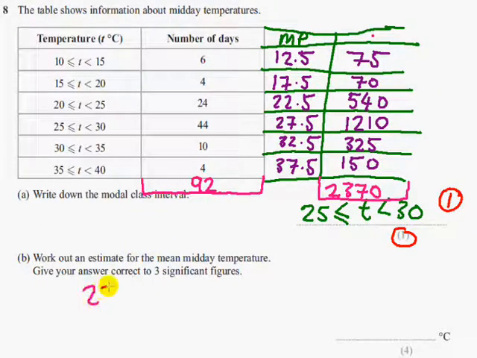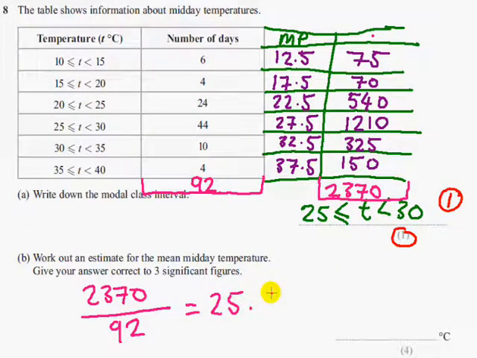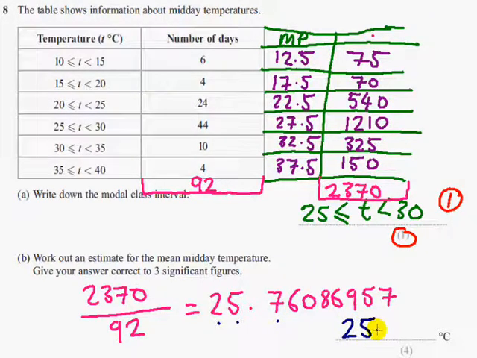So we've got the total 2,370 degrees divided by 92, and that gives us 25.760869, and it goes on a little bit, 57 on the calculator. Now 3 significant figures then for the final answer. 1, 2, 3, and that rounds up. So your final answer is going to be 25.8 degrees Celsius. And that's the final answer.